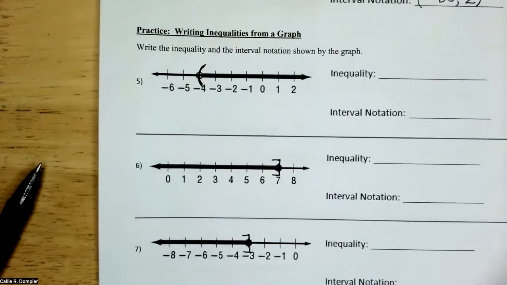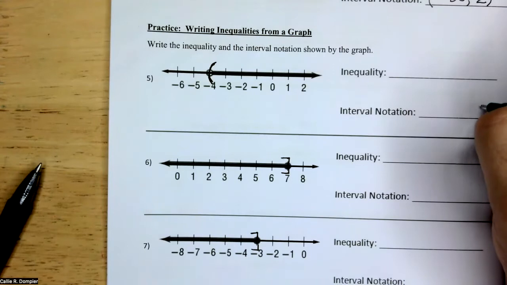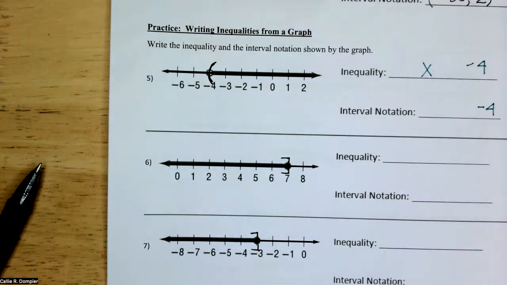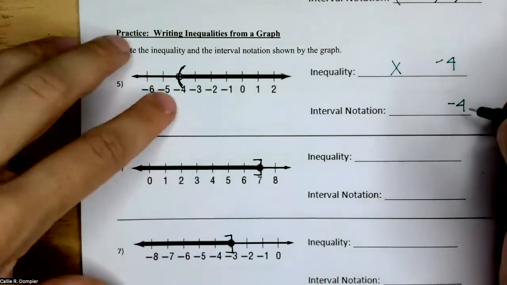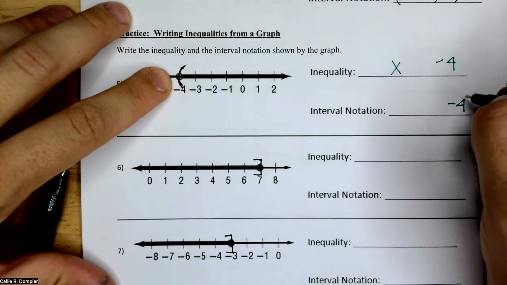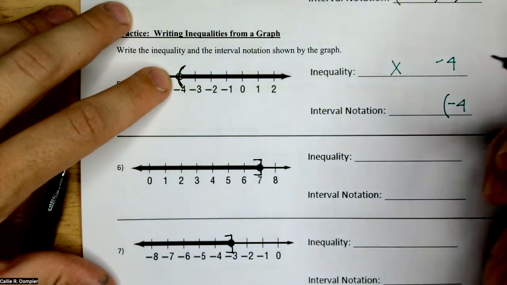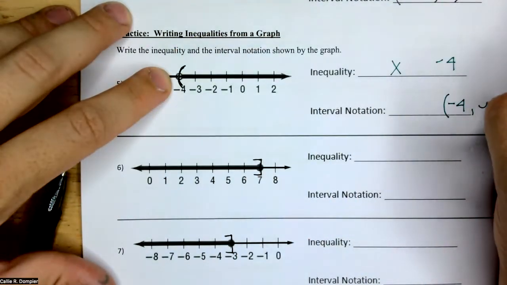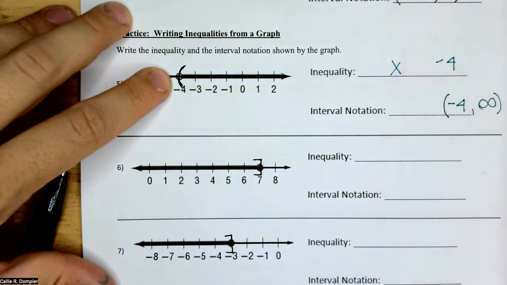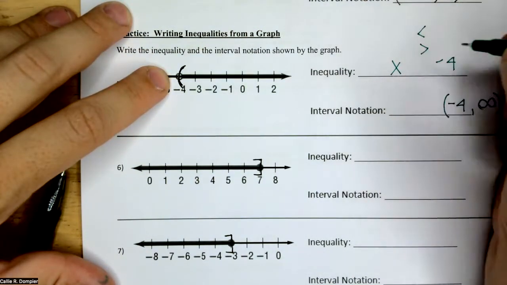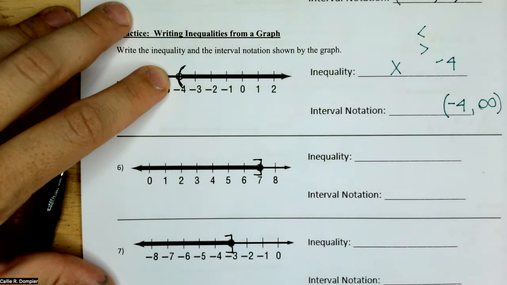All right. Here we have a -4. And we have x, right? So it starts at -4. It is parentheses. I guess I should have put it more in the middle. And it goes on forever. So into infinity. Because of the parentheses, it can only be a less than or a greater than. There is no equal to because there's no bracket.